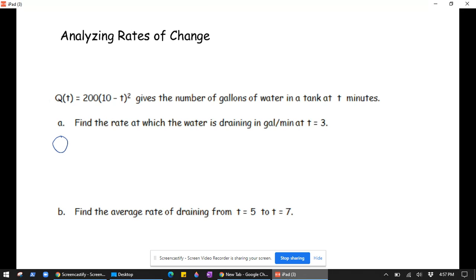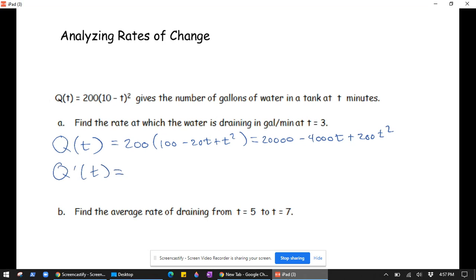Before I do that, I'm not going to assume you know the chain rule if you're at this video, which means in order to take this derivative, we have to expand a little bit and then use the power rule. So if you expand 10 minus t squared, you get 100 minus 20t plus t squared, and then we distribute, and we get 20,000 minus 4,000 t plus 200 t squared.